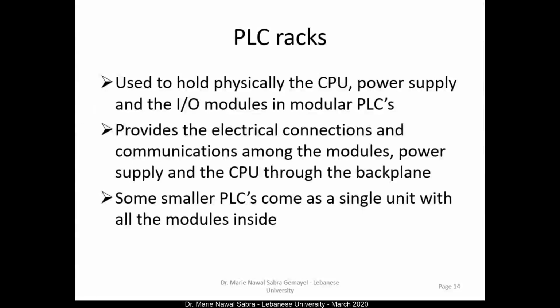Before we talk about the different parts, we have two types of PLCs. We have the PLCs that come as one module, one unit, and you have those that come with a PLC rack. A PLC rack is a hard block that can hold the different parts of the PLC together, which is the CPU, the input module, the output module, and the power source all together. Whereas when a PLC comes in just one block, everything is inside.